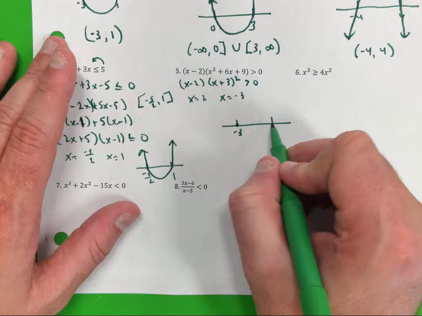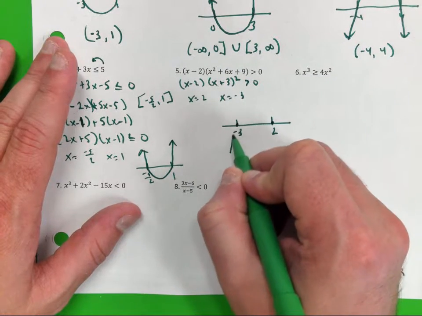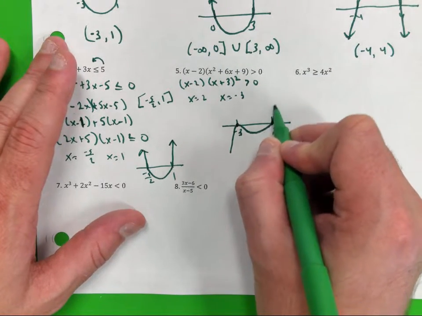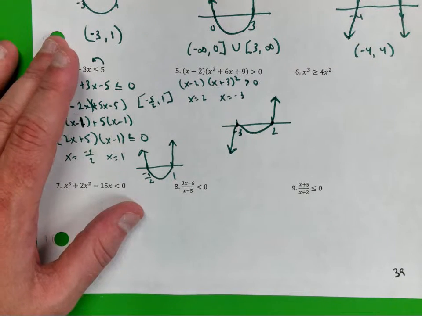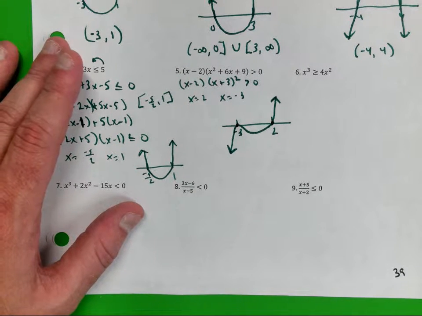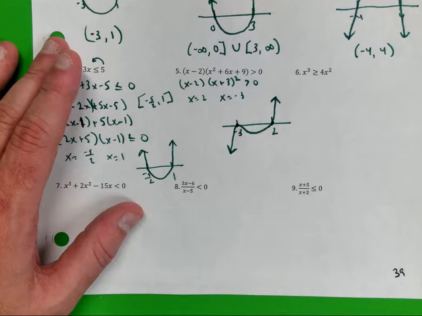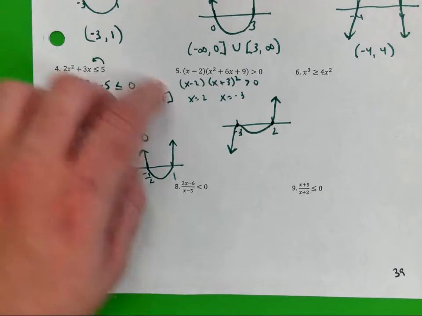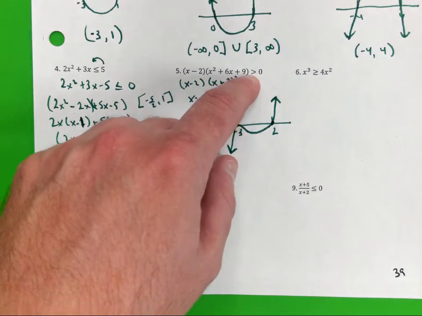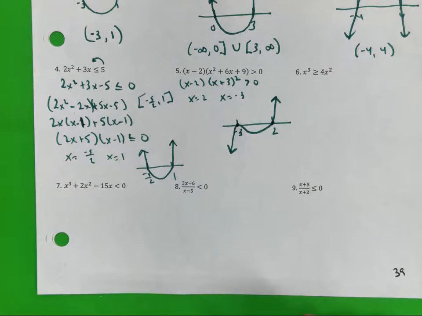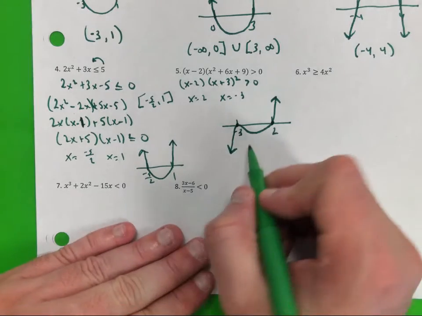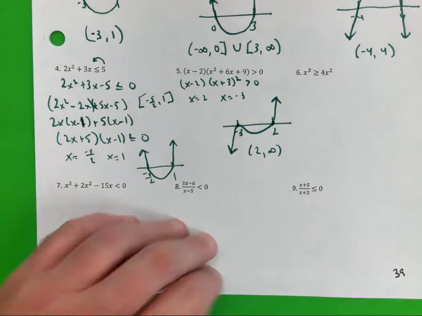So now I have a dot there and a dot there. At -3, I bump the graph. I only want it where it's greater than 0. Where would that be at? What interval would that be at? And what goes around 2? Very good. That's your answer.